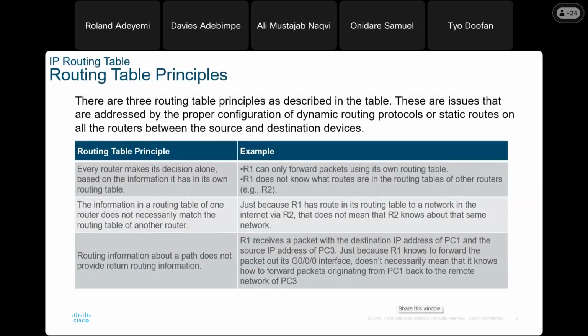Okay. So there are different principles. The router will follow 3 routing principles. I think I've explained some of them, if not all. But let me just go through this.